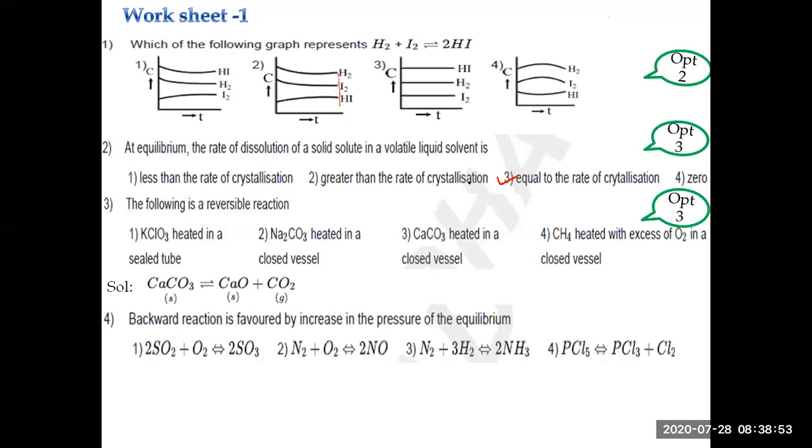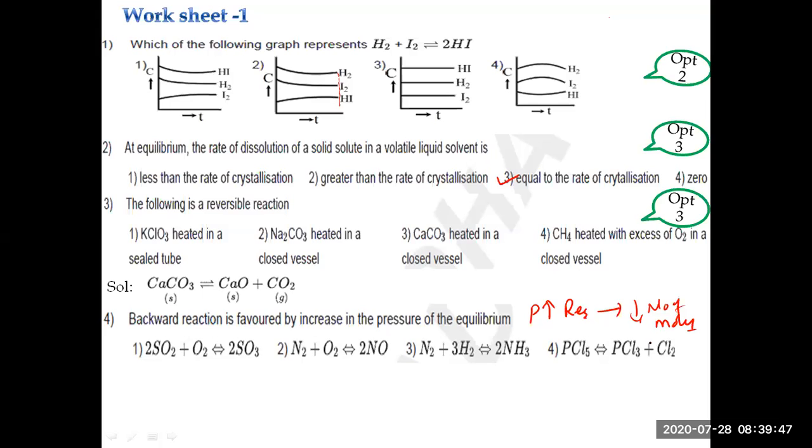Next: the backward reaction is favored by increase in the pressure of the equilibrium. Le Chatelier's principle. Means in which of the following? If pressure increases, backward reaction. Option 4. Looking at the responses, 4D. Okay. Now, what is that one thing you should remember? Effect of pressure is based on Le Chatelier's principle. The principle says that when pressure increases, the reaction will be driven towards a decrease in the number of moles.